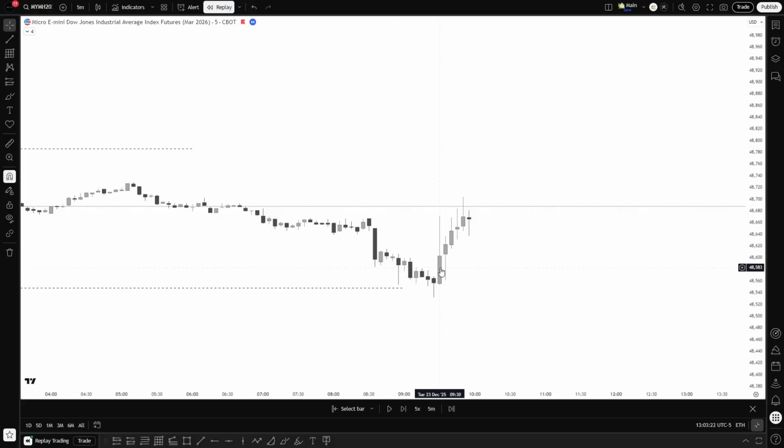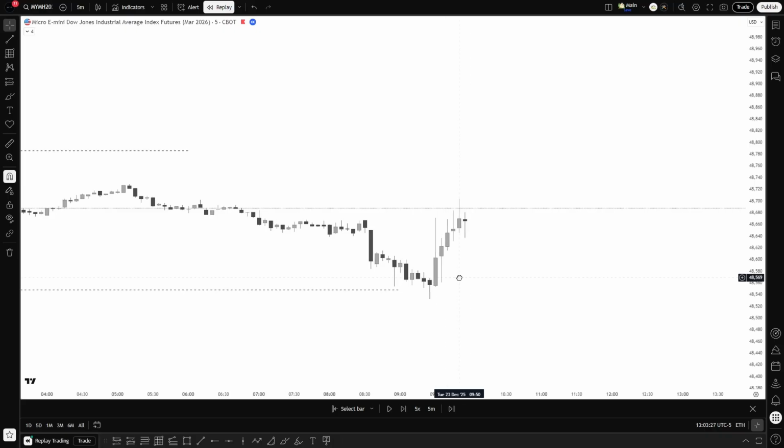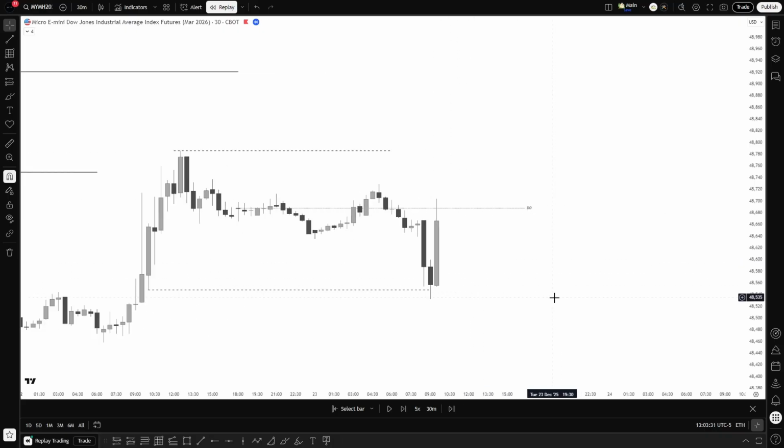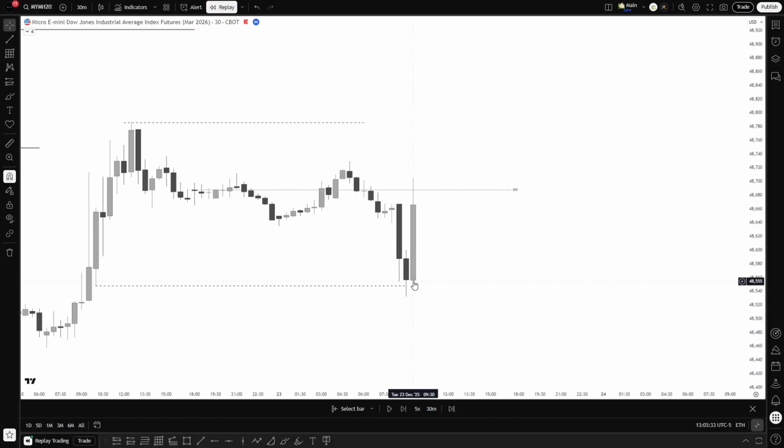We created that reversal signature during the driver. We expanded away from it. Boom. And so, I could have taken that. But I would have referred to the 30 minute. I would be like, okay, well, we're putting the reversal part of the driver. I would have to take an entry off of a 1 hour 30 minute CSD, so I can't trade this.